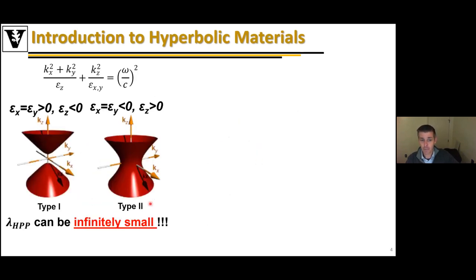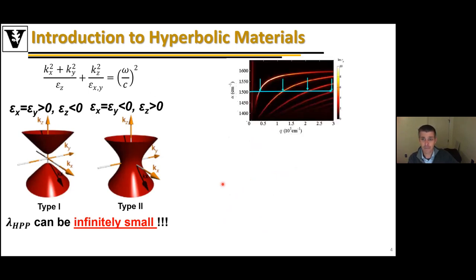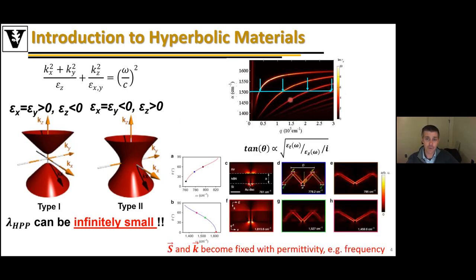In contrast, these hyperbolic materials, either a type 1, where this would be like the lower Reststrahlen band of boron nitride, or the type 2, the upper Reststrahlen band of boron nitride, give rise to a whole suite of different hyperbolic polaritonic modes, because now you have this hyperbolic shape. So at any given frequency, I can support arbitrarily large wave vectors, which in a finite slab become discrete dispersion branches like here, with each one of these corresponding to a higher momentum, higher wave vector, shorter wavelength mode.